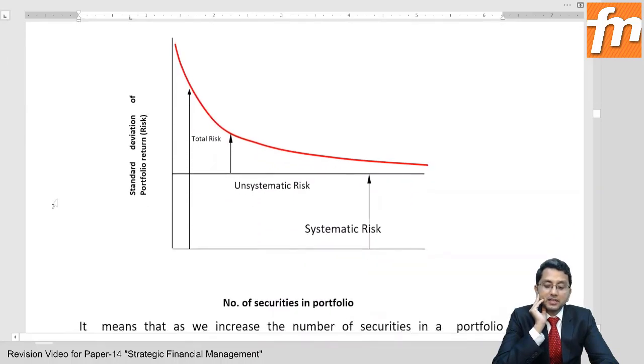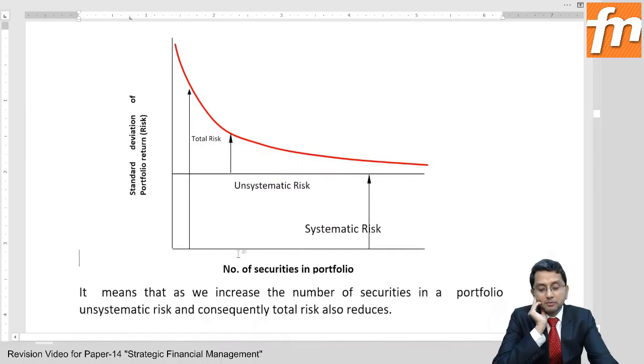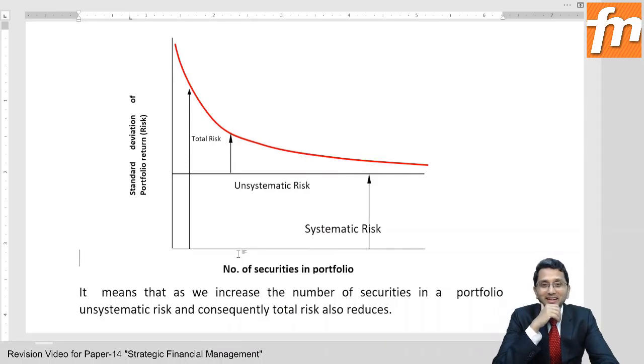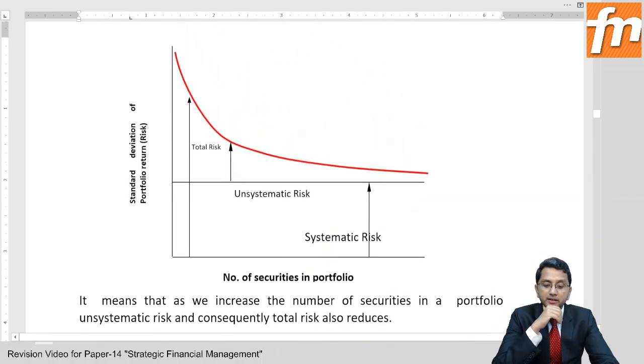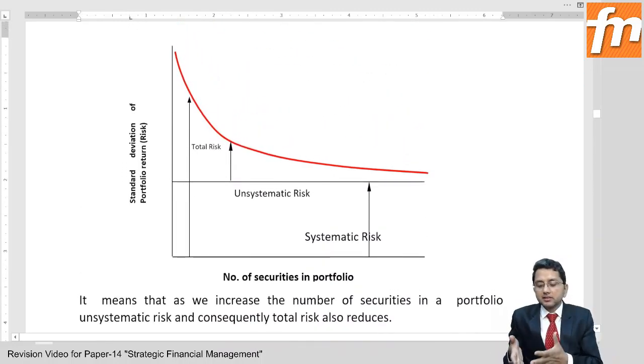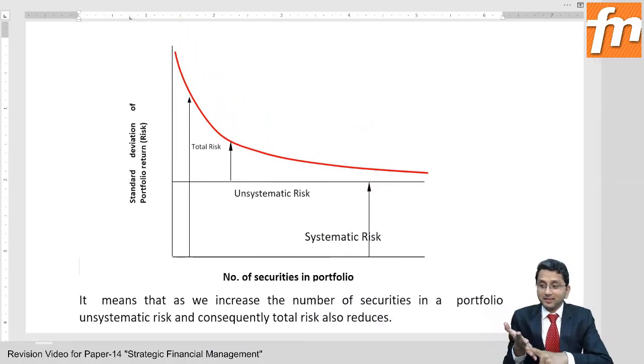Now CAPM says that unsystematic risk can be reduced or even eliminated. How come unsystematic risk can be reduced or eliminated? If I invest in a single security, I'm bearing market related risk as well as company related risk. But if I make a portfolio, I invest in 30, 40, 50 shares.